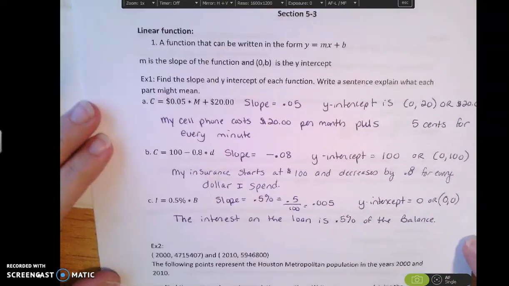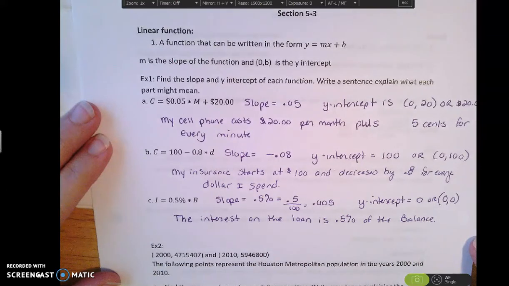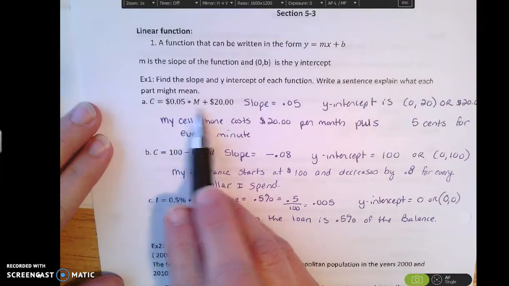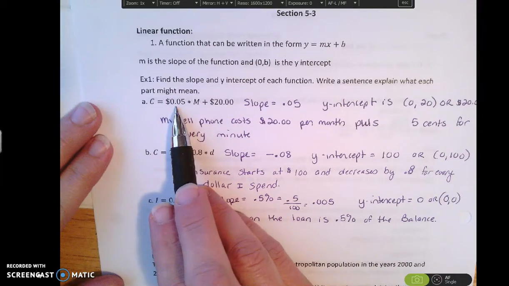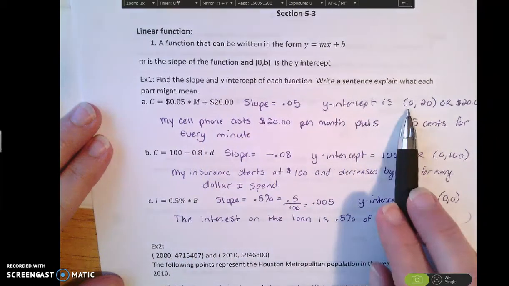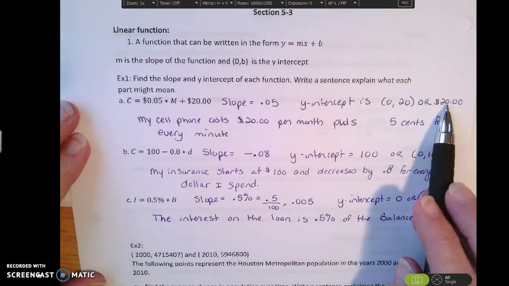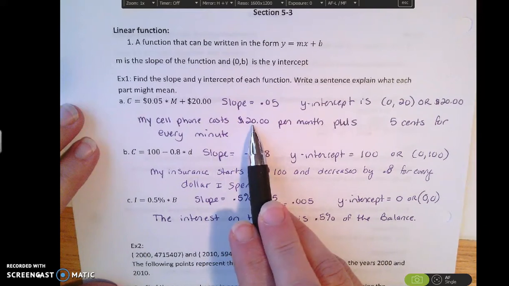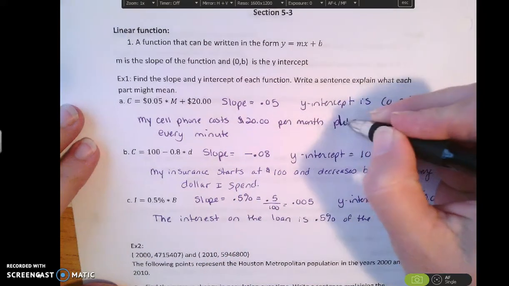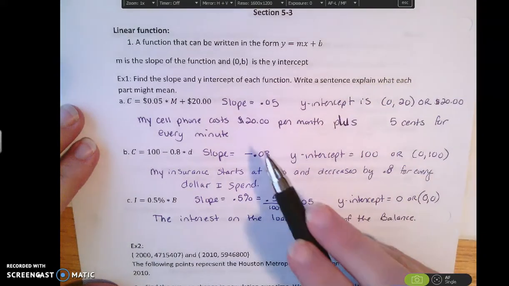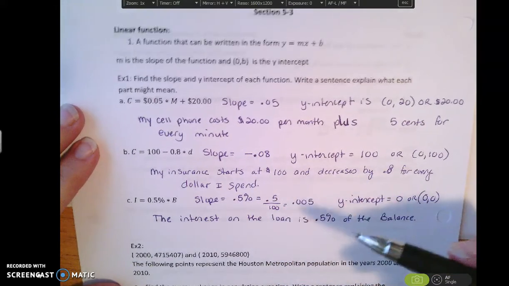We're going to do a couple more. Find the slope and the y-intercept of each function. Write a sentence that explains what each part might mean. So in this equation, y equals mx plus b, this would be our m, so our slope is 0.05, and this is our b, which is our y-intercept. So our y-intercept would be either 0, 20, or $20. So what that could say is, my cell phone costs $20 per month, plus 5 cents extra for every minute. So that would be a way to write that sentence.